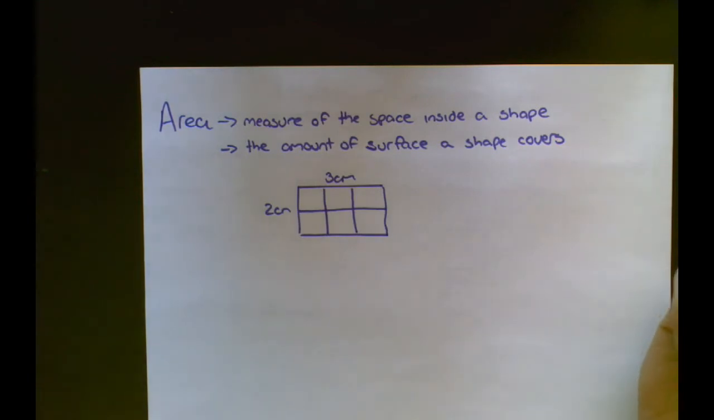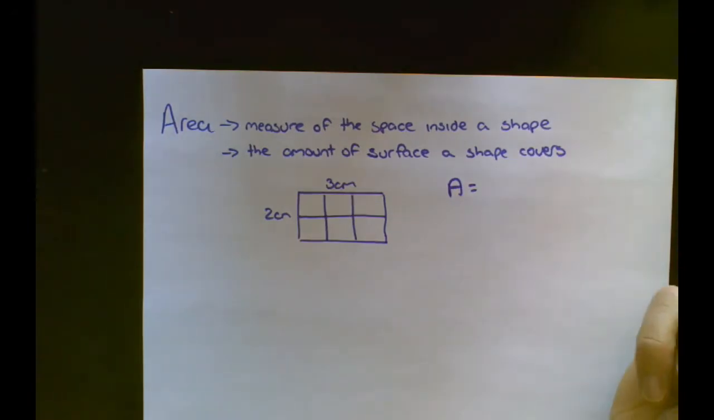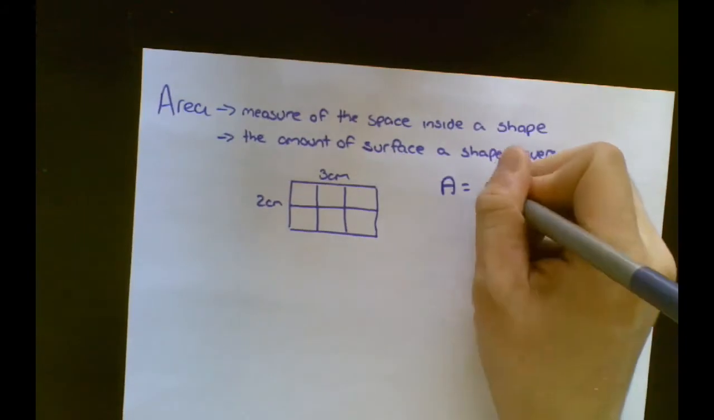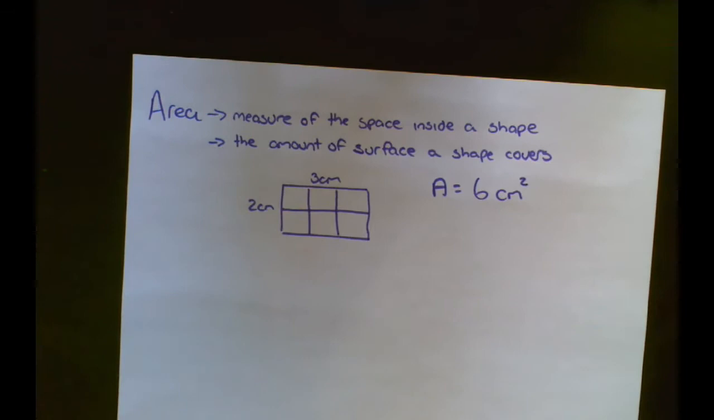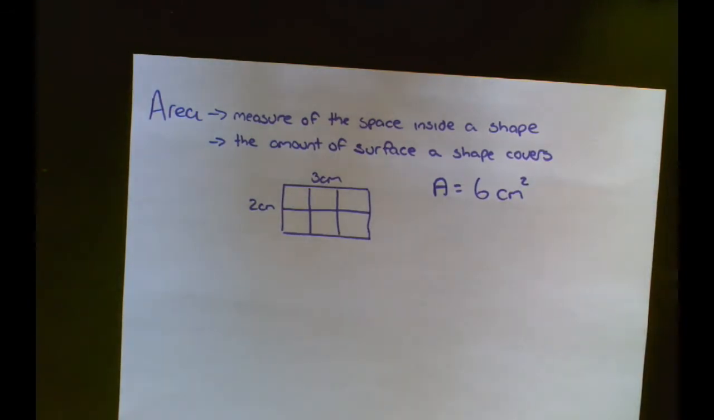So in order to figure out the area, a quick and easy trick is you count the squares that make up the shape. 1, 2, 3, 4, 5, 6. Area of 6 centimeters squared. Do not forget that. We're going to use centimeters squared when we're calculating area.